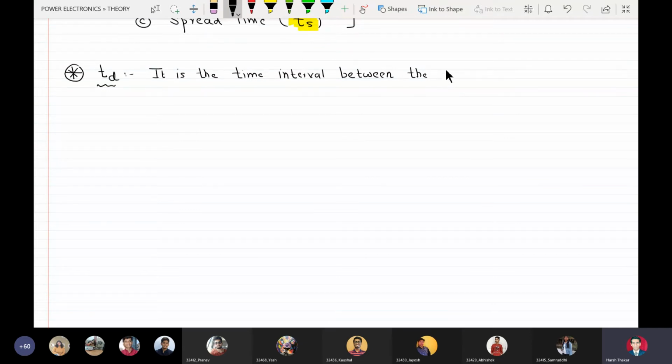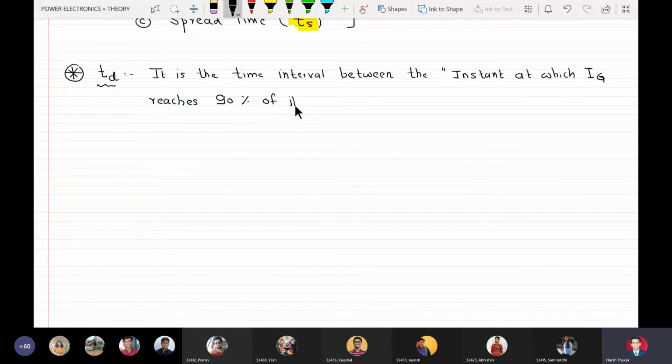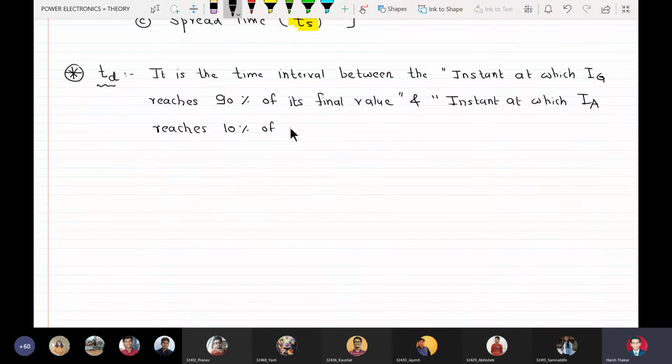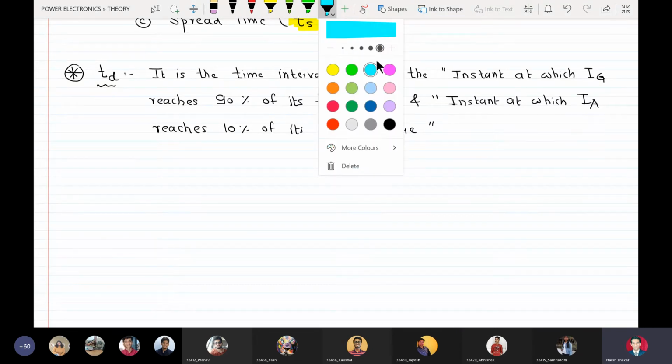Now please understand every word has been very carefully chosen, so please listen and understand carefully. It is a time interval between the instant at which the gate current Ig reaches 90% of its final value and the instant at which the anode current or device current reaches 10% of its final value. Okay, let us highlight these things, they are very important.